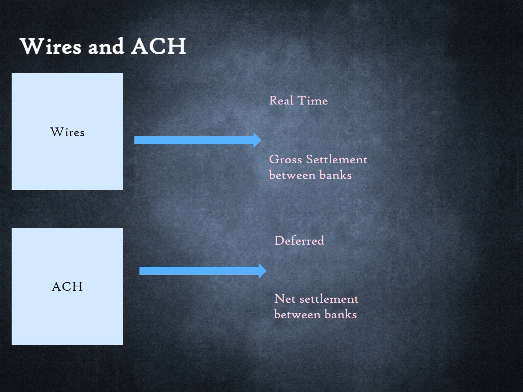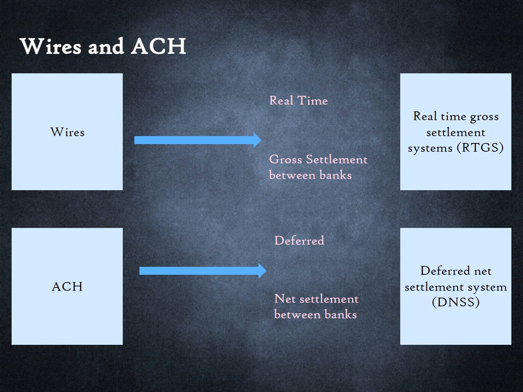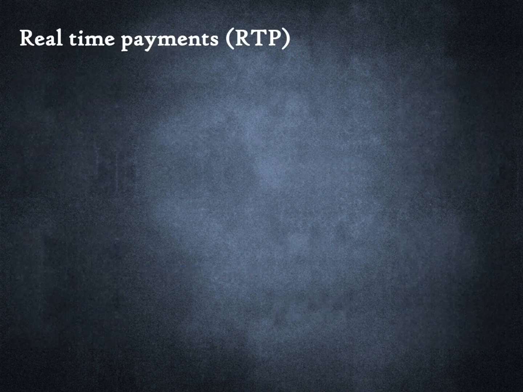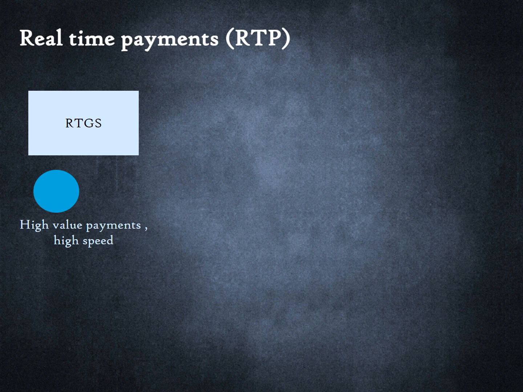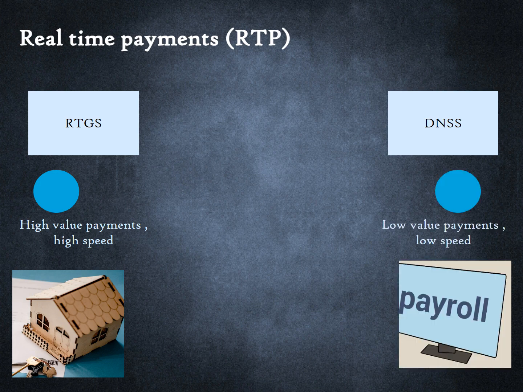We have used the terms wires and ACH because these are the names used in the US. However, the formal names for these payment rails are real-time gross settlement systems or RTGS and deferred net settlement systems or DNSS. In this lesson, we will continue to use the terms wires and ACH for convenience. Historically, RTGS systems were used for high-value, high-speed payments like paying the seller of a house on closing. ACH-type systems were used for smaller-value, lower-speed payments like payroll.